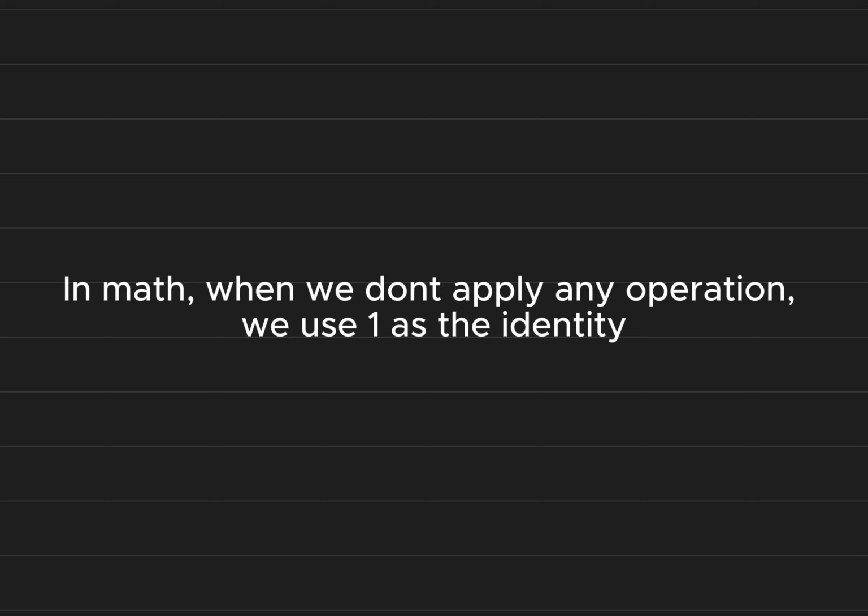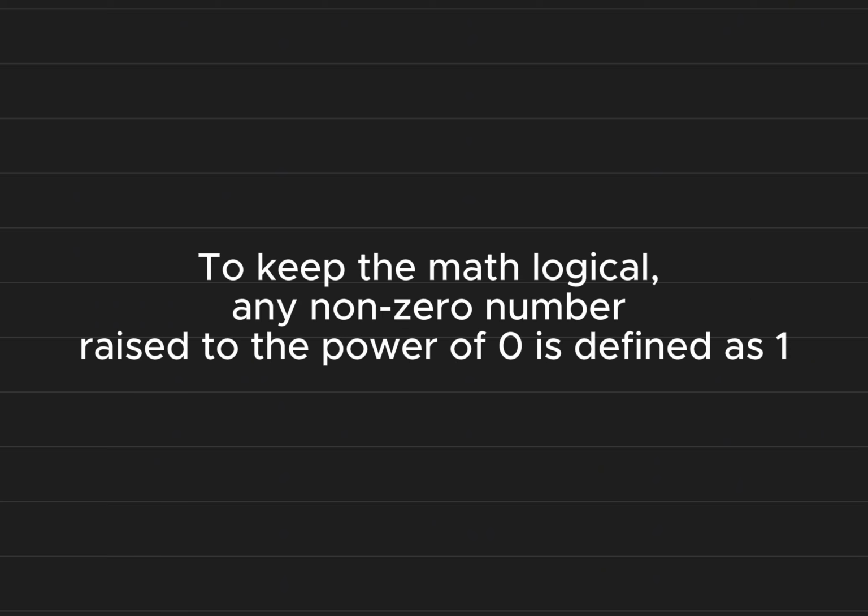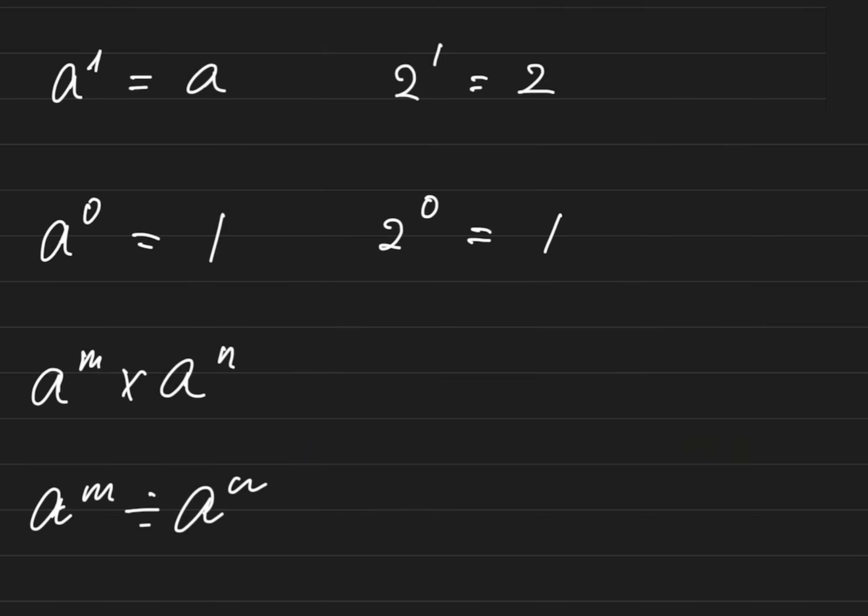In math, when we don't apply any operation, like multiplying, we use 1 as the identity. It means nothing has changed yet. So to keep the math consistent and logical, any non-zero number raised to the power of 0 is defined as 1. Now on to the next one.